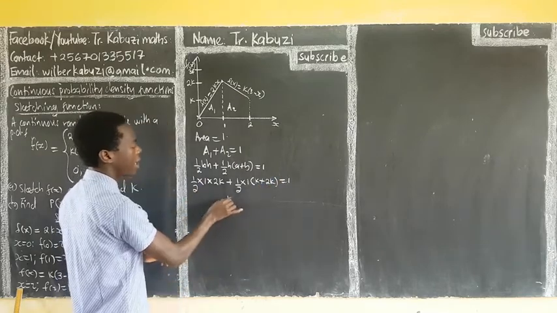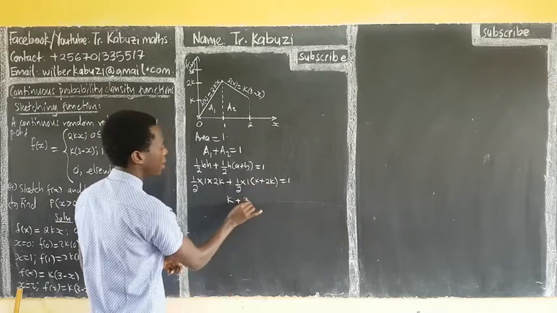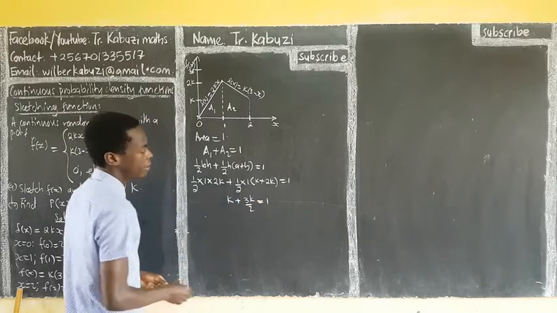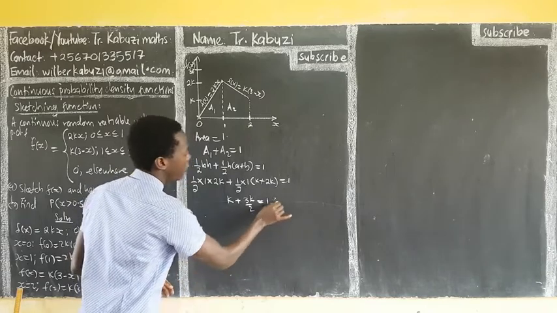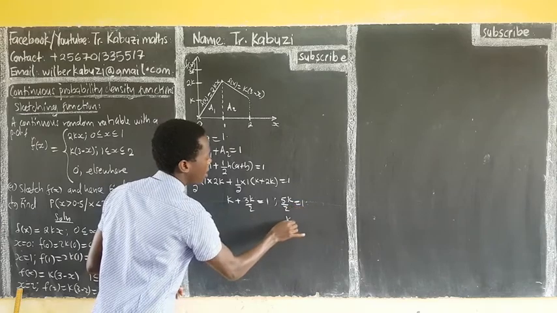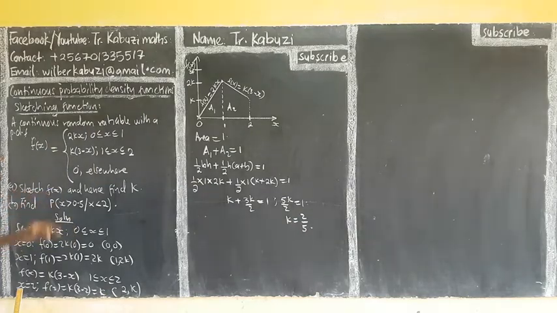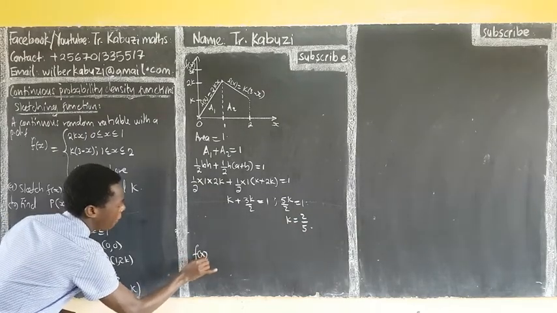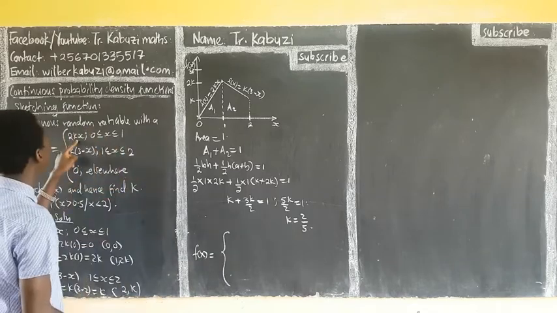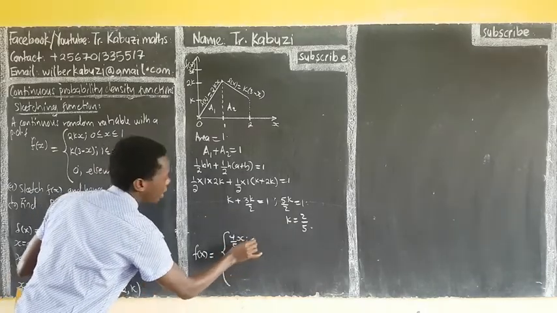So here I have k, then plus 3k over 2 equaling to 1. To simplify this, we have 5 over 2, so that here we have 5k over 2 equaling to 1, implying that k is 2 over 5. After getting that, you come and substitute here so that we have our PDF without these constants. So when I put in 2 here, I'm going to have 4 over 5x on the interval.